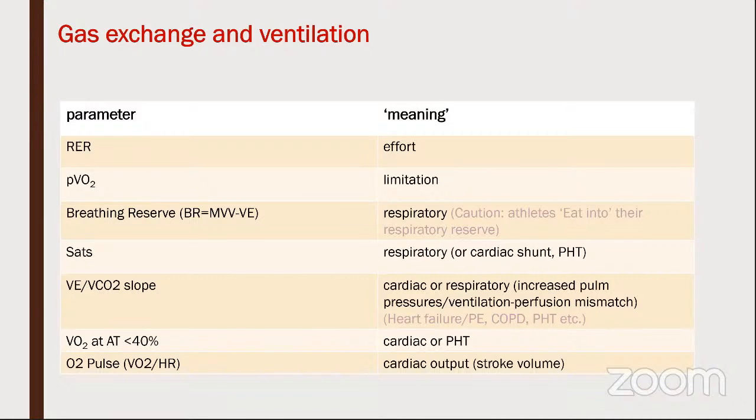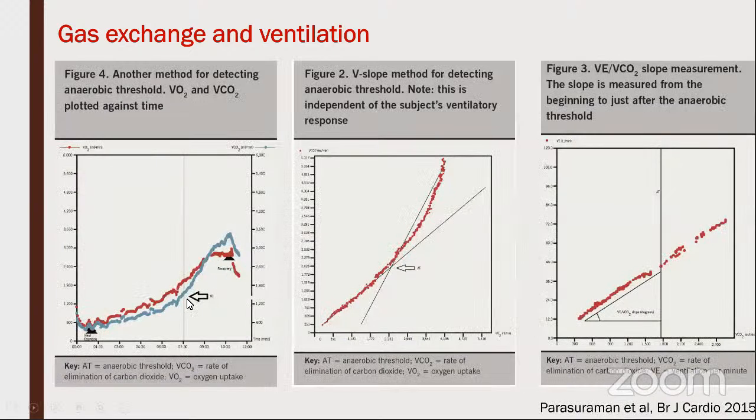So these are examples of how such graphs look. This is the time of the exercise, and in red there is the oxygen uptake, which increases as the exercise goes, and in parallel in blue, the carbon dioxide production. As you can see, at 7.5 minutes, suddenly the carbon dioxide production increases much more steeply compared to the oxygen consumption. This is the time when the anaerobic threshold kicks in. This is one way you can measure the anaerobic threshold.